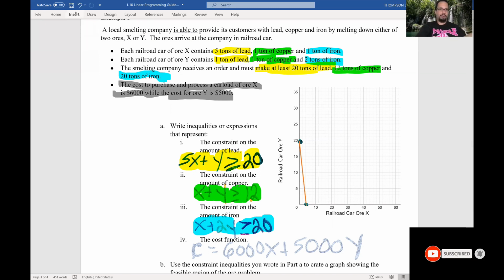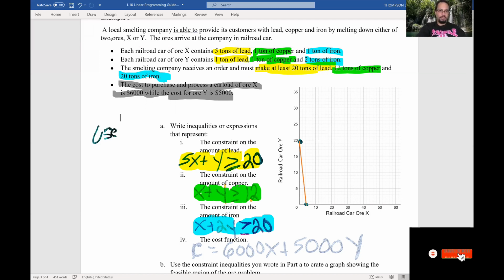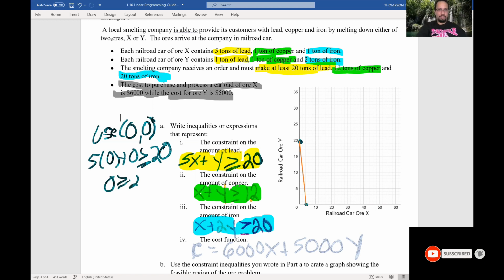So we want to plug in 0, 0. That's 5 times 0 plus 0 times 0 is 0, so we're saying 0 is greater than or equal to 20, which we know to be false. So we'll draw arrows away from 0, 0.